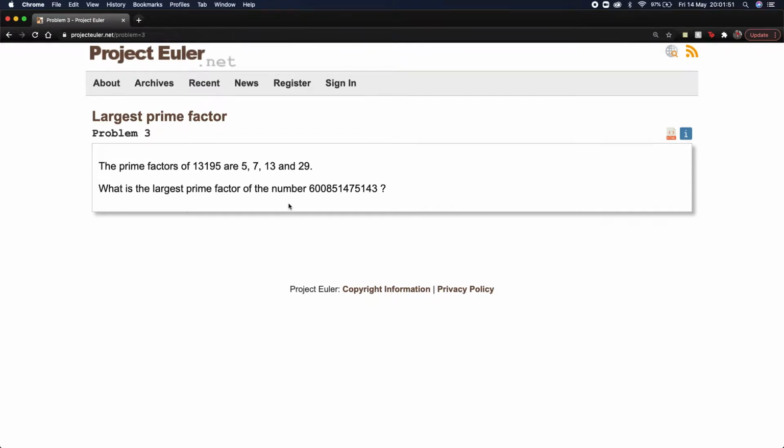We're on problem 3, largest prime factor. The prime factors of 13,195 are 5, 7, 13, and 29. What is the largest prime factor of the number 600,851,475,143? Okay, so obviously, let's break this problem down.